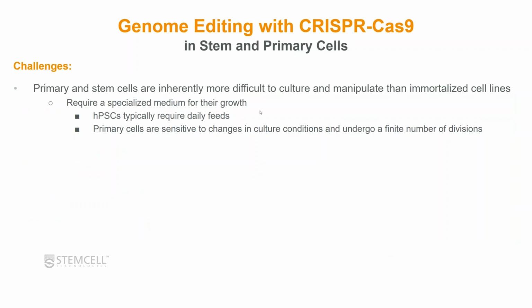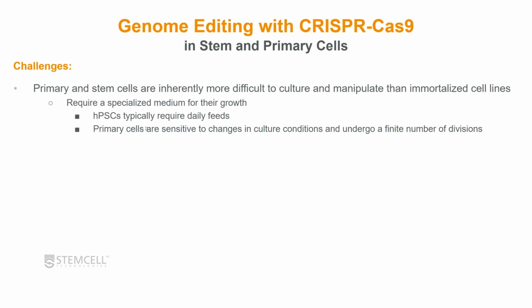The primary challenge that's common between both stem and primary cell types is that they are inherently more challenging to culture than immortalized cell lines, and they are very challenging to manipulate as well. These cell types require a specialized medium for their growth, and so PSCs in particular typically require daily feeds, and this can be a significant pain point when working with this type of cells. They're almost like newborn babies, and they need really, really attentive care in order to maintain them in culture.